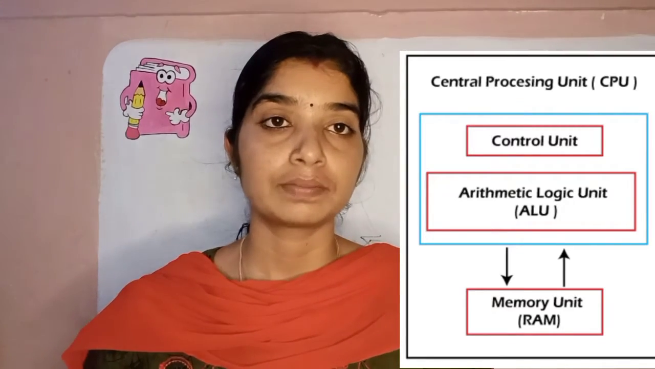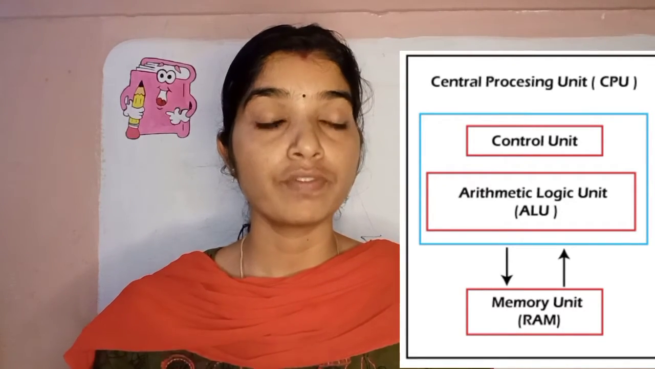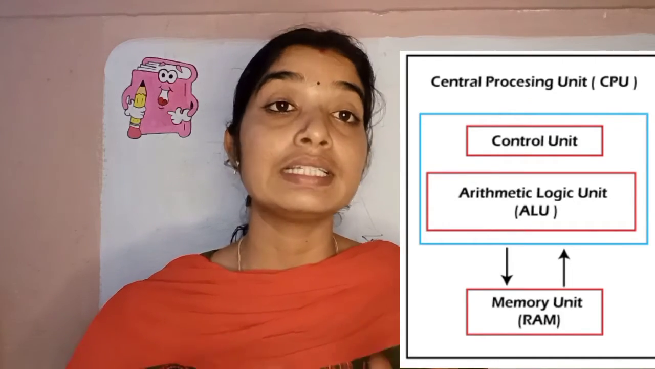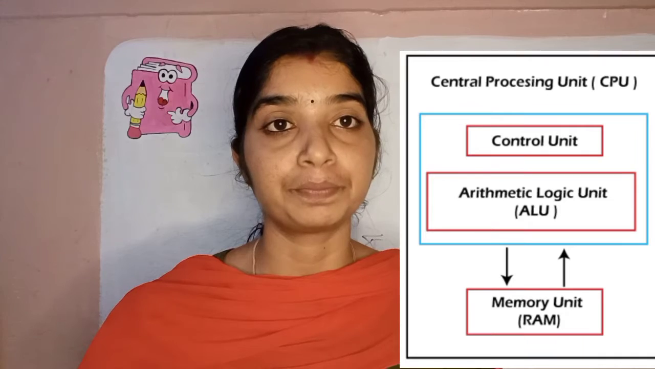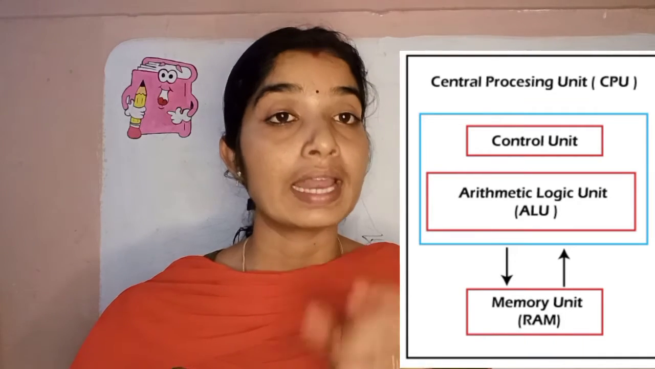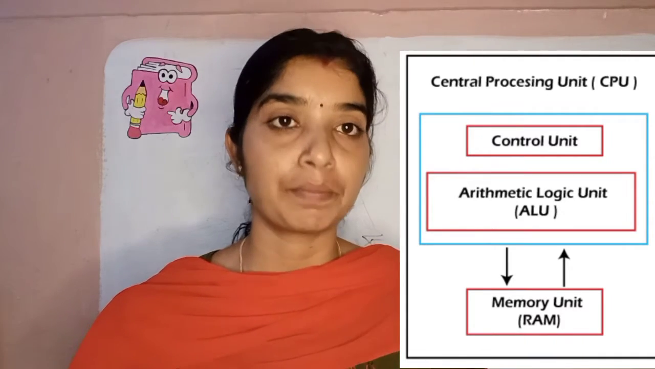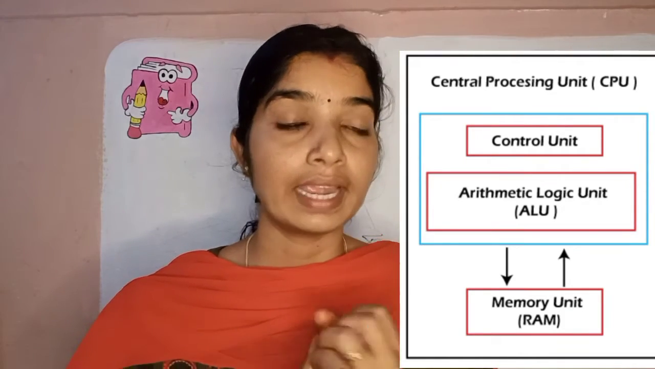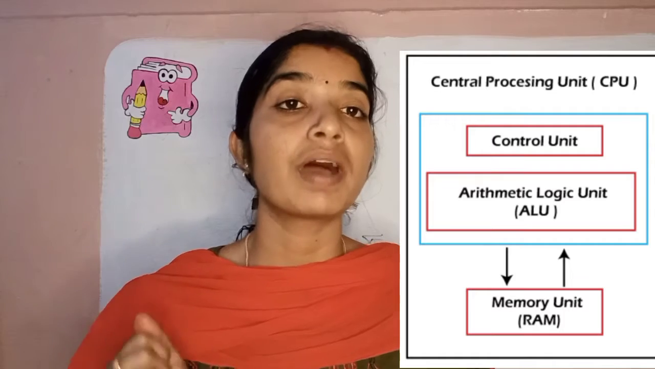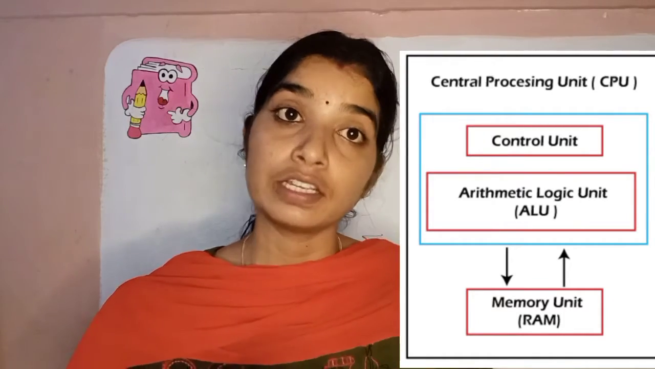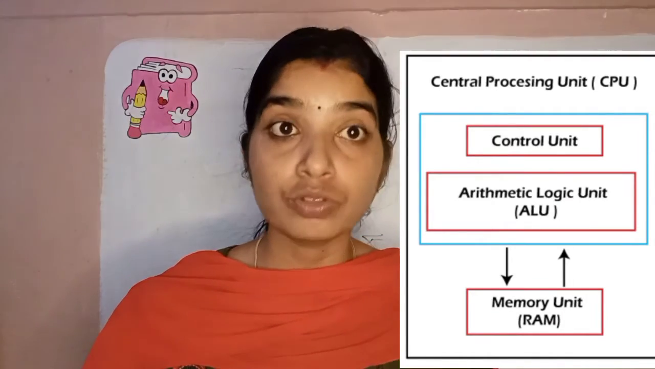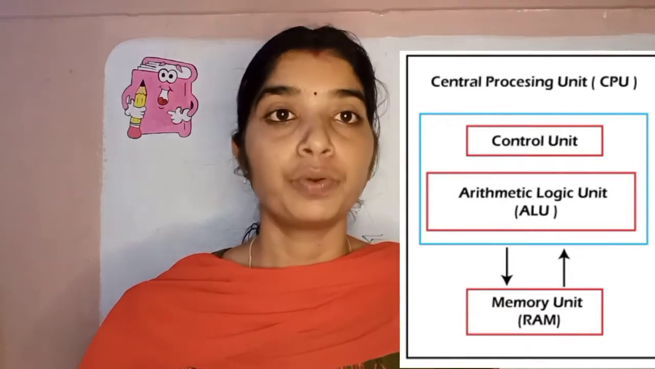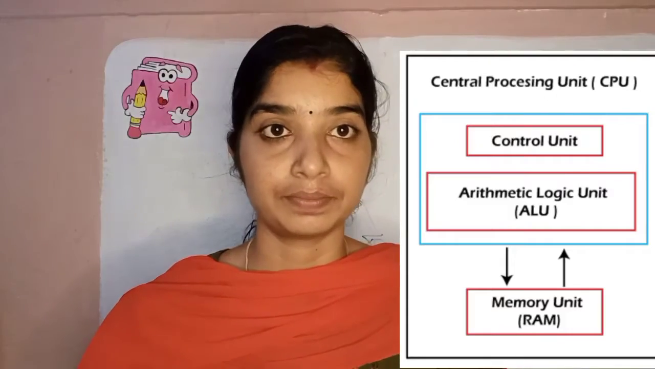What is control unit? It controls the working of all the parts of a computer. Arithmetic logic unit, it does all the calculation of a computer. It performs arithmetic operations and logical comparison. Third one, memory unit. It stores the input instructions given by the user before sending to the process, and also it stores the result or output before sending to the user.